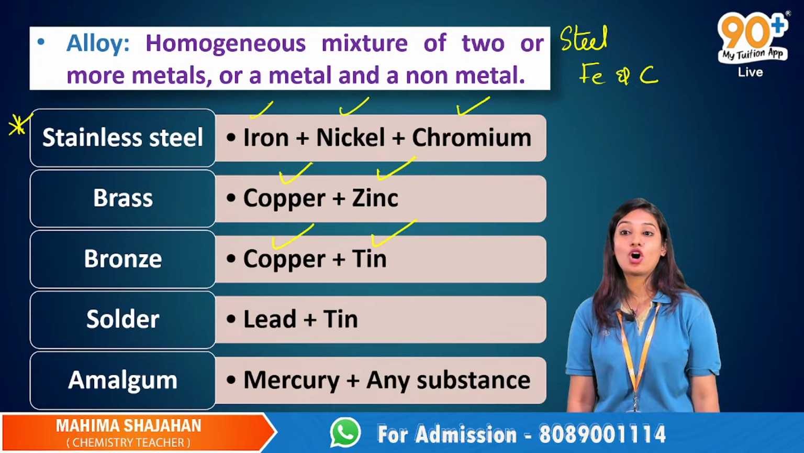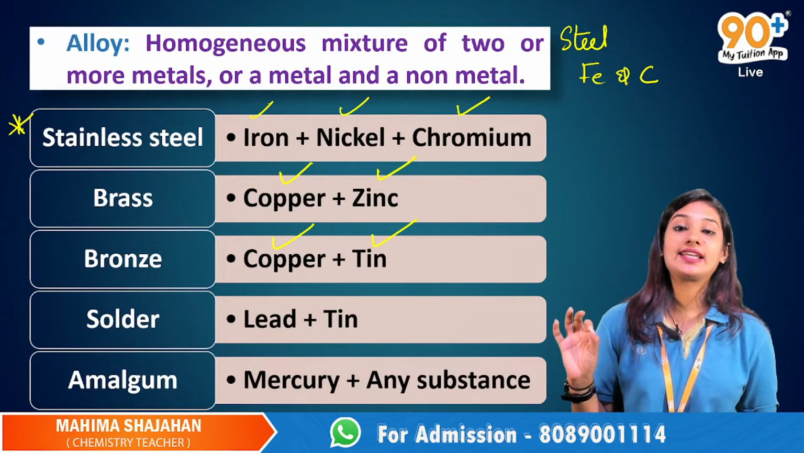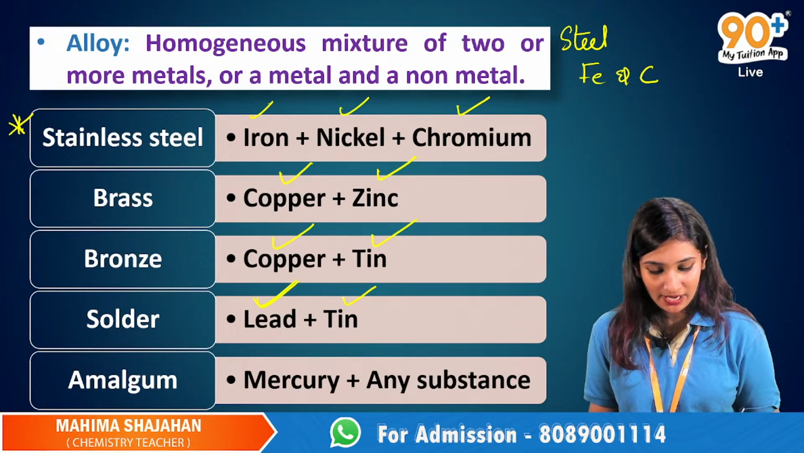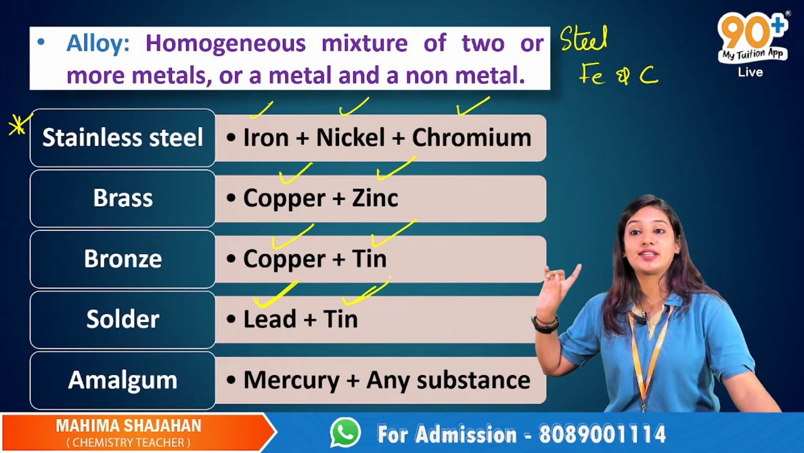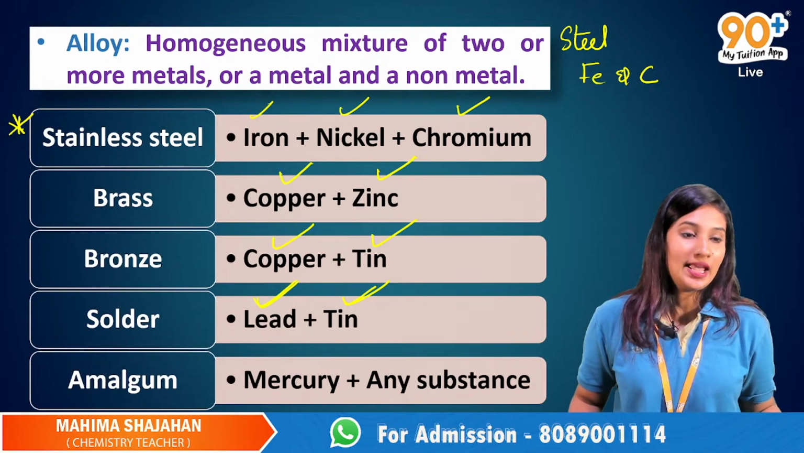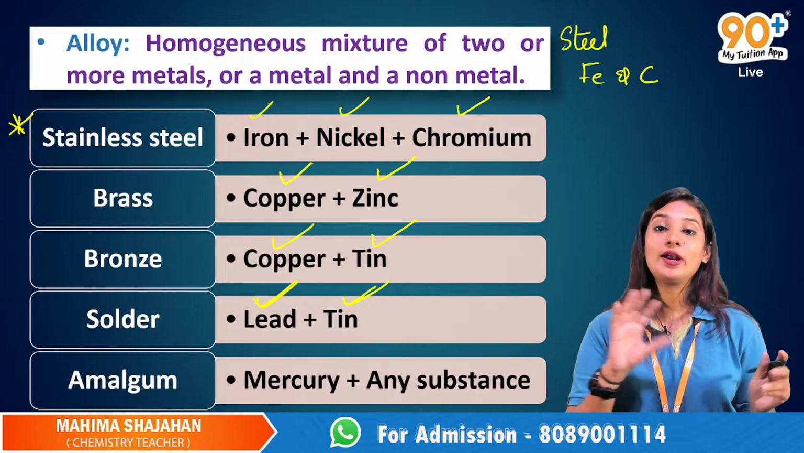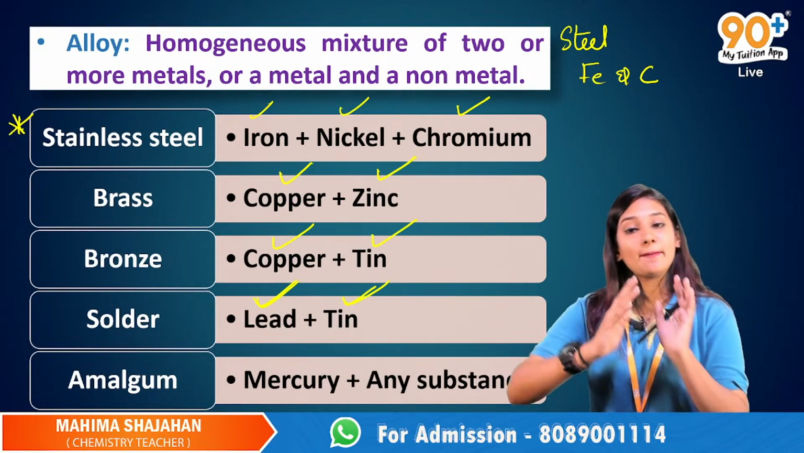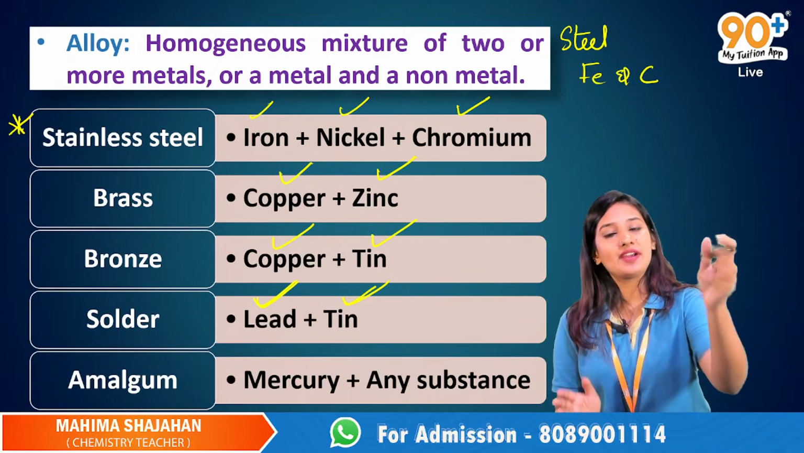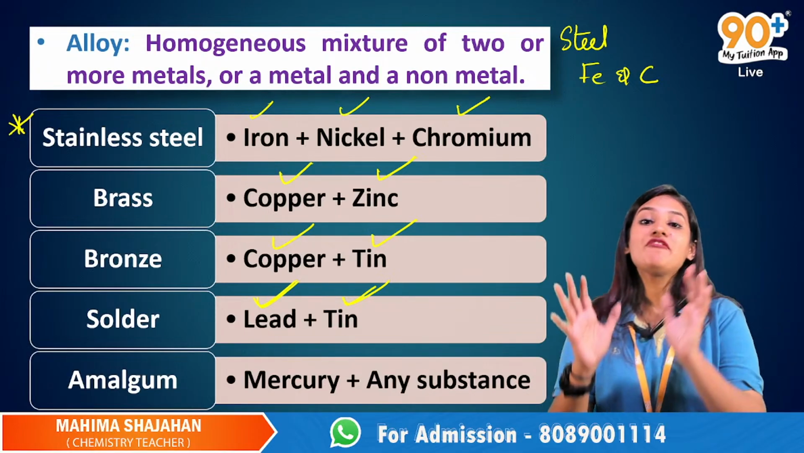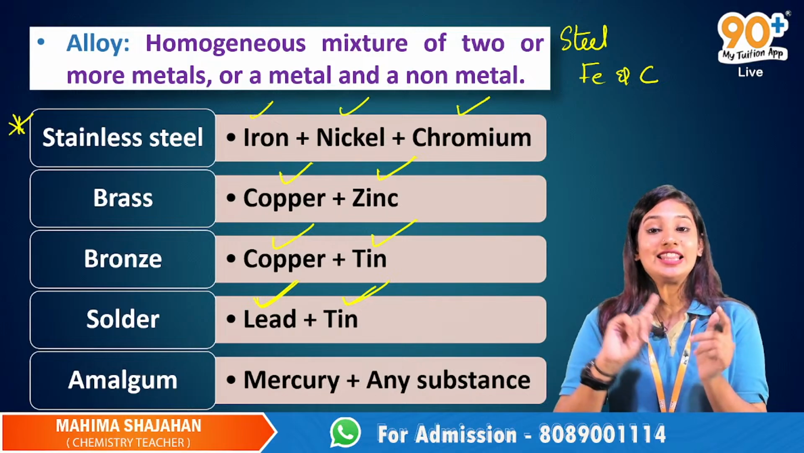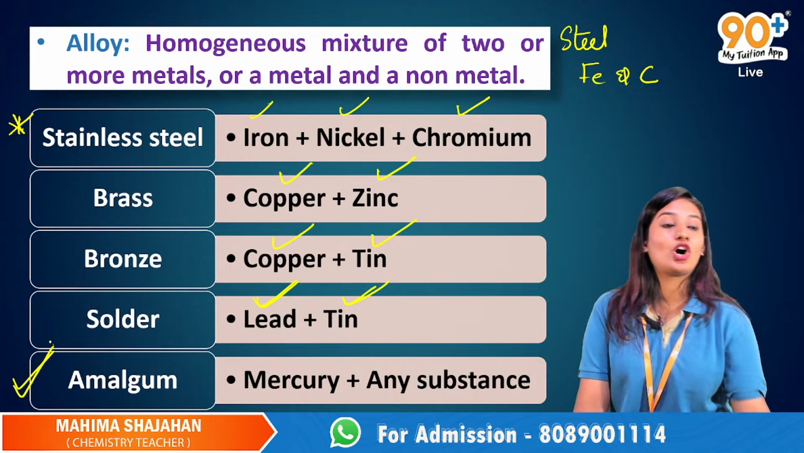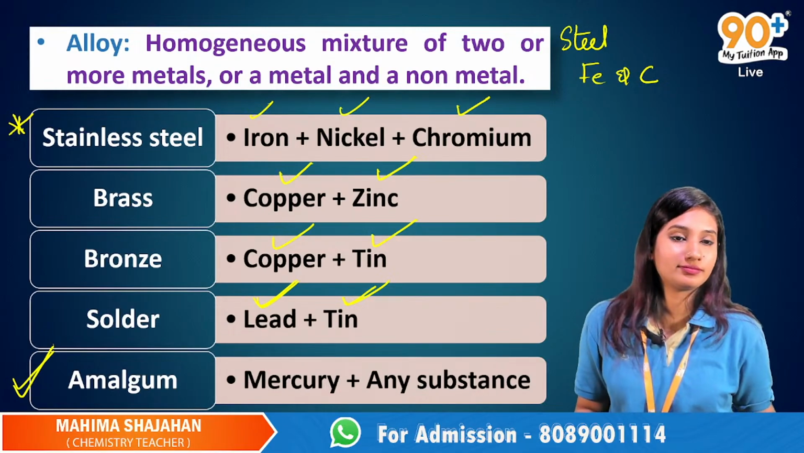Now what about solder? Solder is an alloy of lead and tin. And in an alloy, if one of the metals is mercury, the rest can be anything. If one of the metals is mercury, then it is called an amalgam. Is it clear?